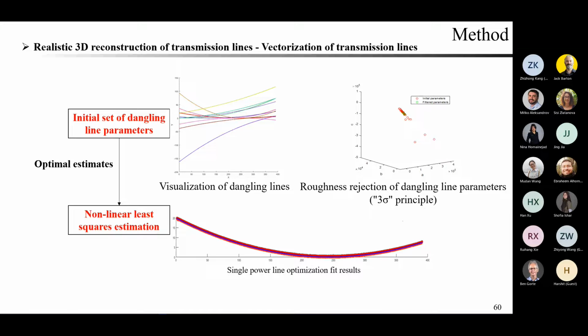Next. And actually, it's not that easy to have a correct transmission line in 3D. So we use two strategies to have optimized results. One is we use the 3 sigma principle to reject the fake models, and we use the nonlinear least squares estimation to try to optimize the transmission line model.